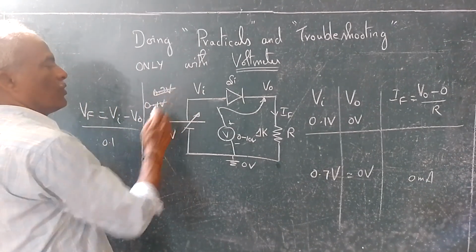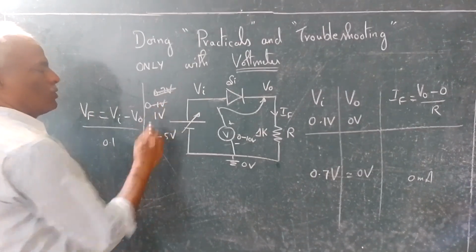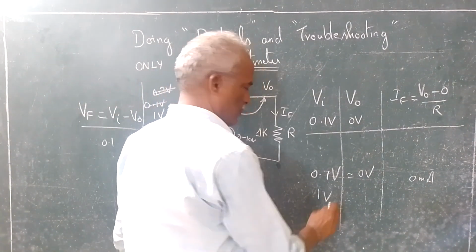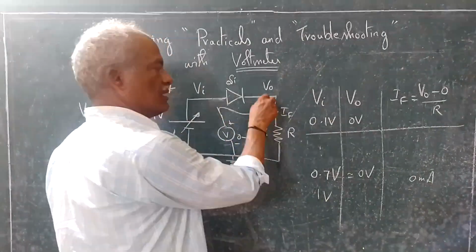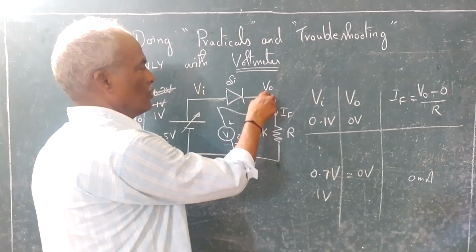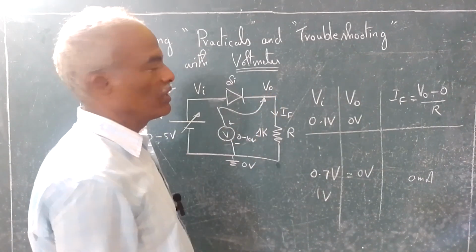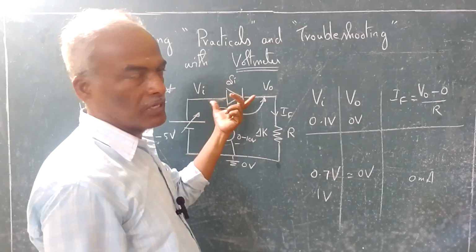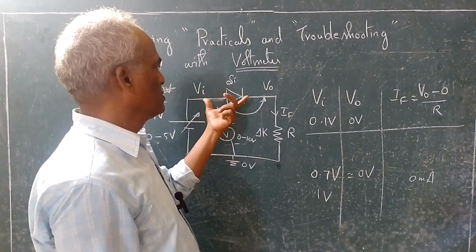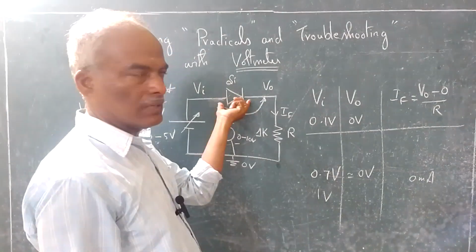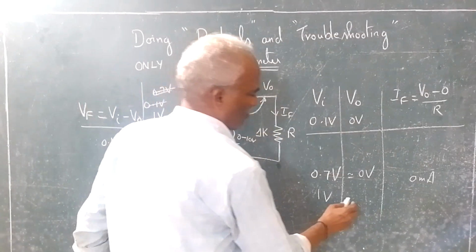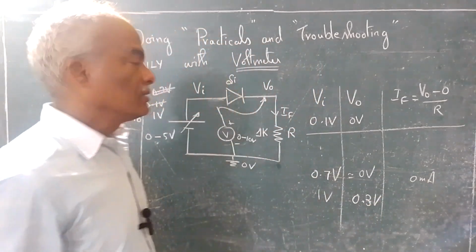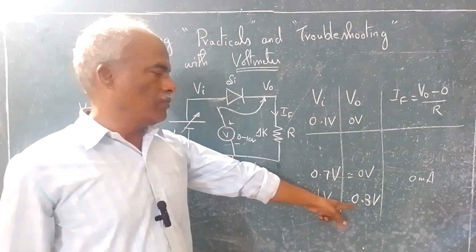But when you go for 1 volt, what do you do? When you touch here, V in is going to read 1 volt. When you touch here, you will be getting some voltage. But we all know that V in minus V out will give you 0.6 or 0.7. So this will take 0.7, and here it will read 0.3. So when you touch here, roughly it will read 0.3.